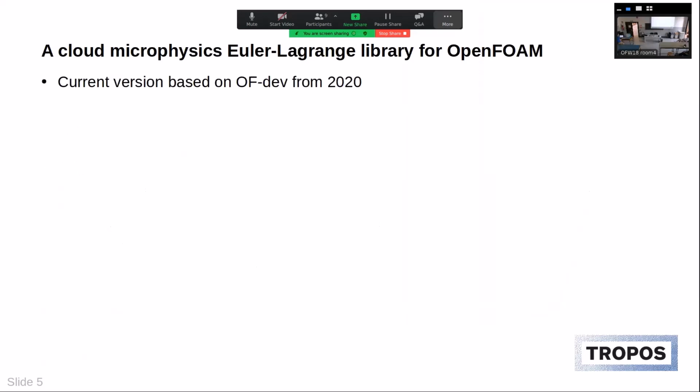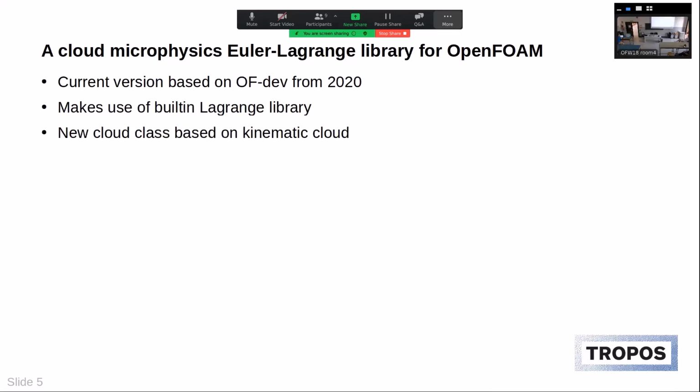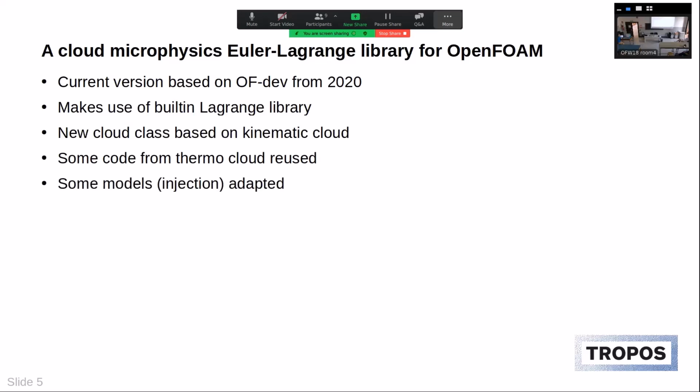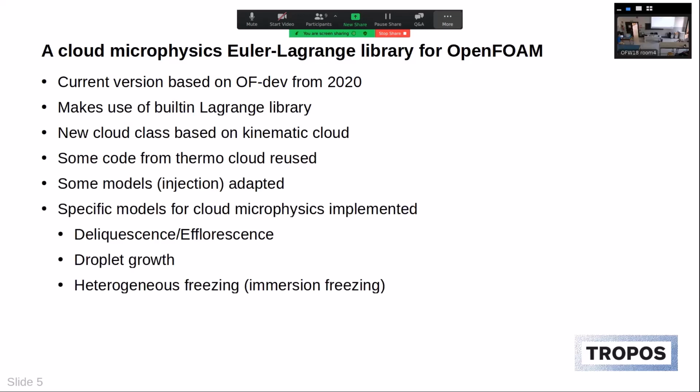So the current version is based on the OpenFOAM Dev version from 2020. It makes use of the built-in Lagrange library and is based on the well-known kinematic cloud class. Here we use some code from the thermal cloud class, and some models, especially for the injection, had to be adapted. And we implemented some specific models for the cloud microphysics. And I'm going to talk about these three models. The first is deliquescence and efflorescence model. Then we have a droplet growth model, and then we implemented heterogeneous squeezing models.